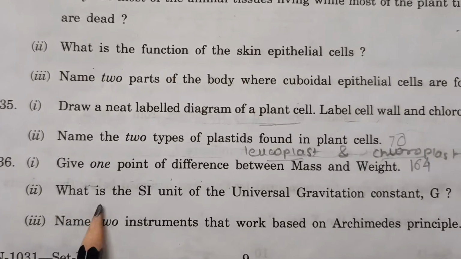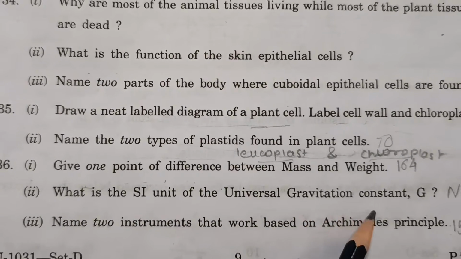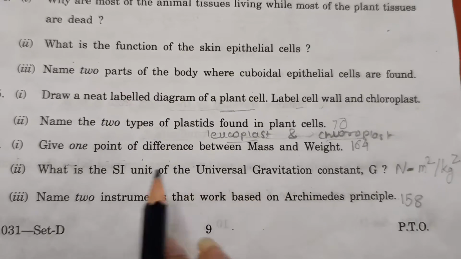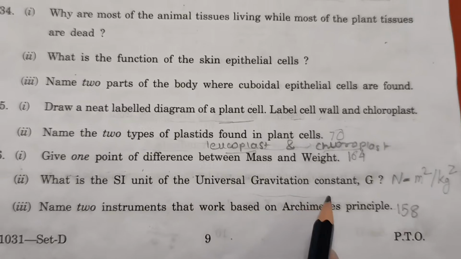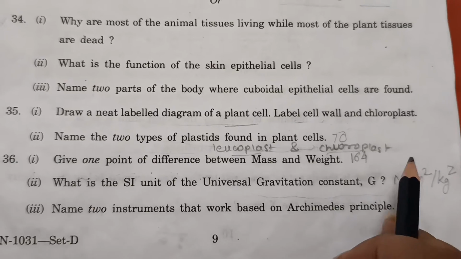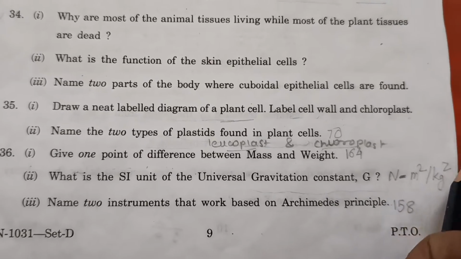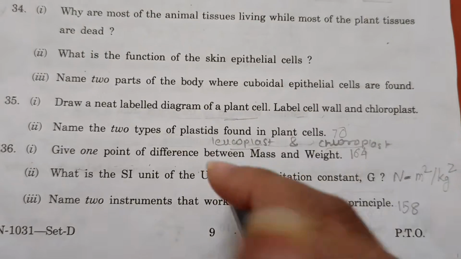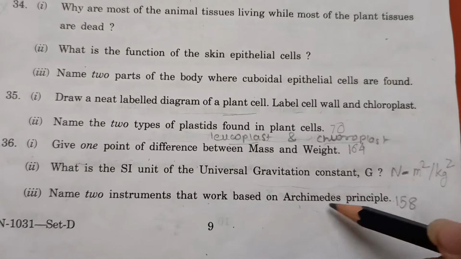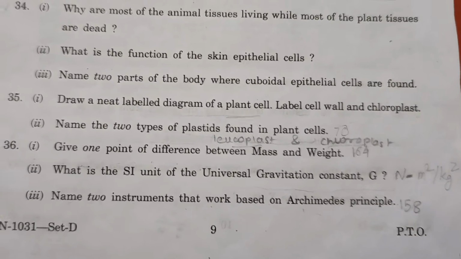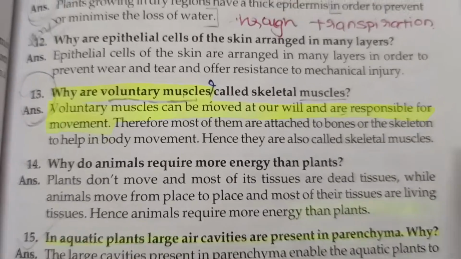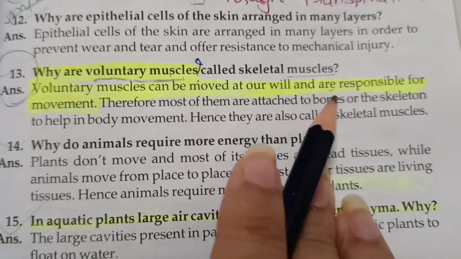Question number 2. What is the SI unit of universal gravitational constant G? The SI unit of universal gravitational constant is Newton meter square per kilogram square. Question number 3. Name two instruments that work based on Archimedes' principle. The two instruments are lactometer and hydrometer. Why are voluntary muscles called skeletal muscles?